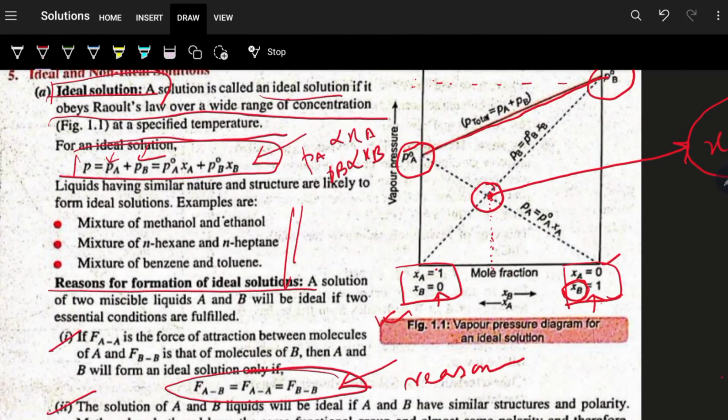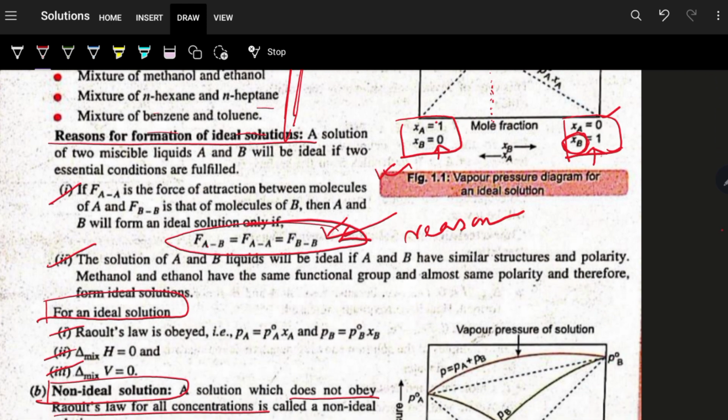Such examples where AA, AB and BB interactions are equivalent, are similar, are these examples which I have given. Methanol, ethanol, see similar type of interaction, similar type of compounds. N-hexane, N-heptane, benzene, toluene, these are all the examples. Try to explore as many possible examples as you can.